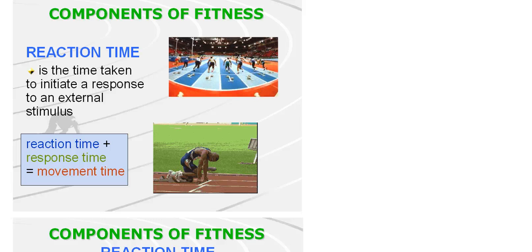Reaction time. Reaction time is the time taken to initiate a response from an external stimulus. So we've got two parts to reaction time. We have firstly response time. That's the time that it takes from identifying that there is an external stimulus that you need to respond to and actually initiating that response. And the movement time is the time from when you first start to move to the point of the event being finished.